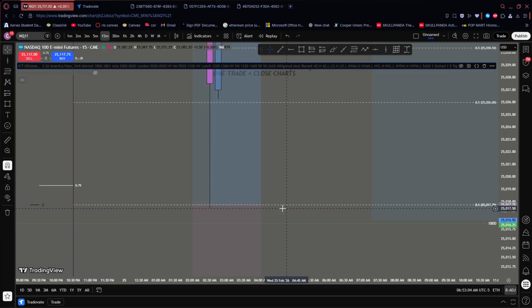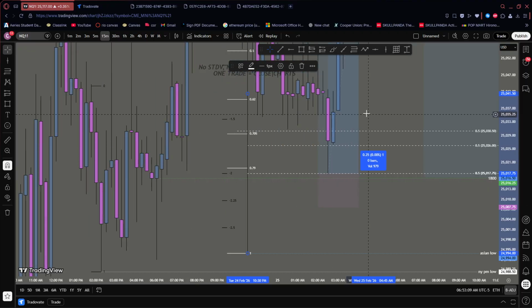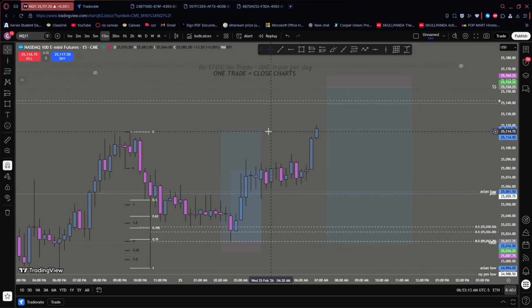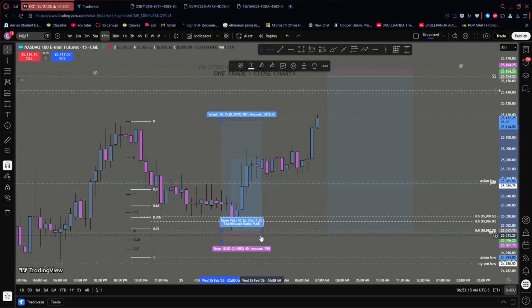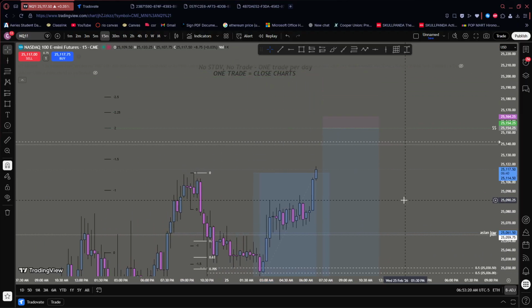1 tick. 1 tick of drawdown. Very, very nice. 96 points. Boom. 10 are confirmed.